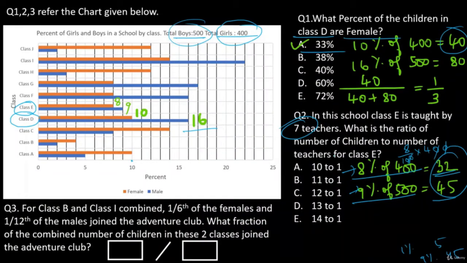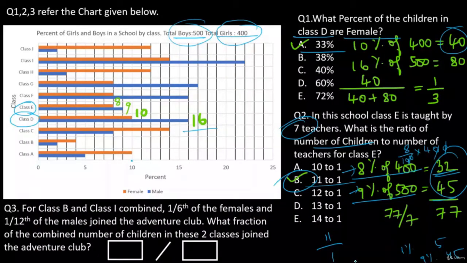Or sorry, it's mentioned over here, students or children to teachers. That's 77 divided by 7, right? Because there are 77 children and 7 teachers. So 77 by 7 is the same as 11 by 1. And remember, you can always denote "is to" as divided. So 11 is to 1 is the same as 11 by 1. So the correct answer over here is option B. All right, let's move to the next question.